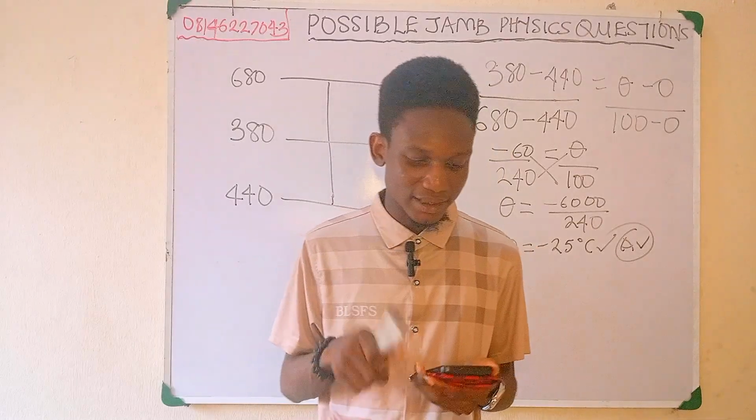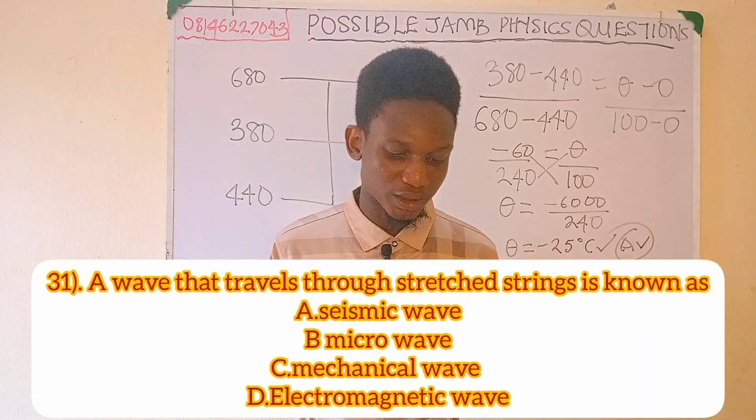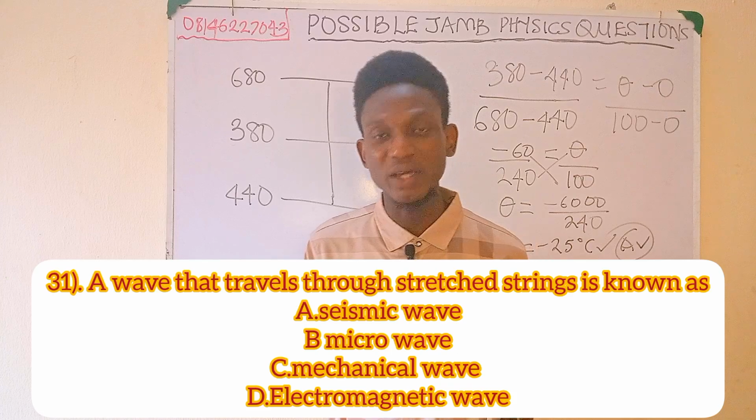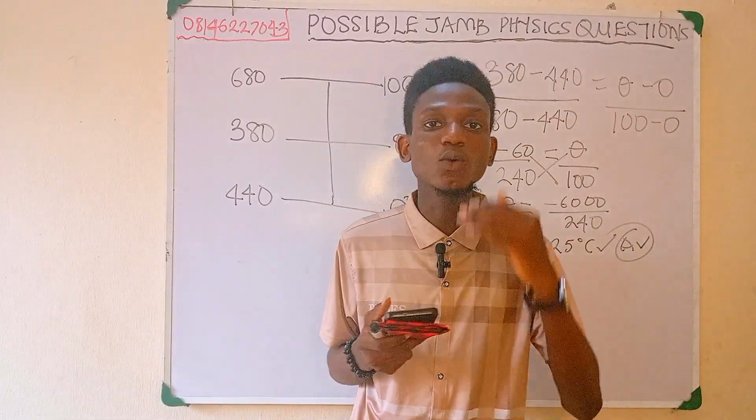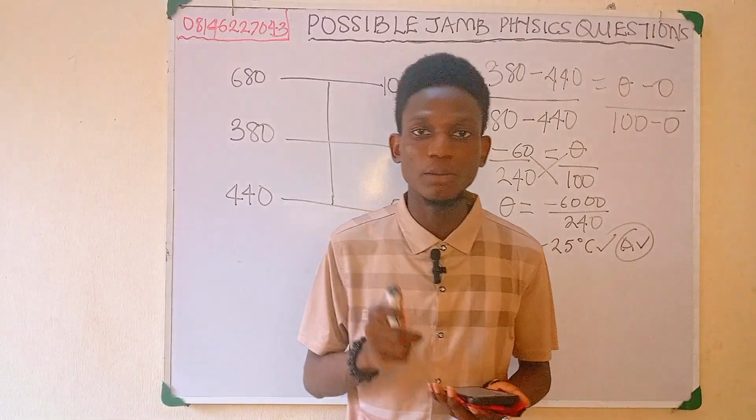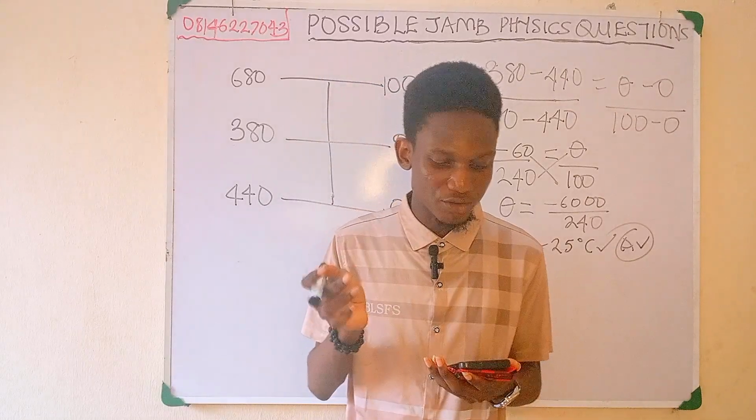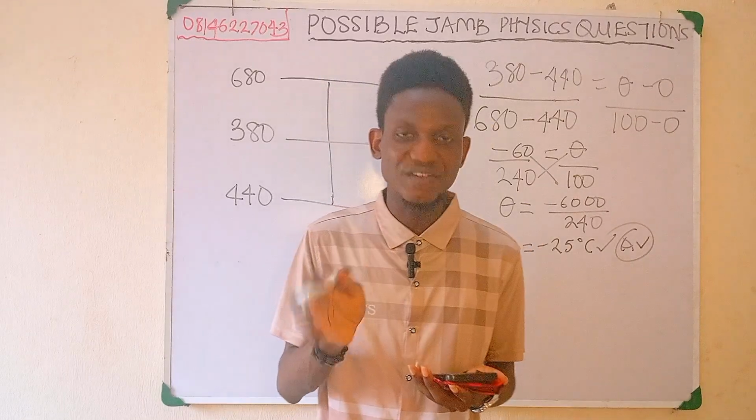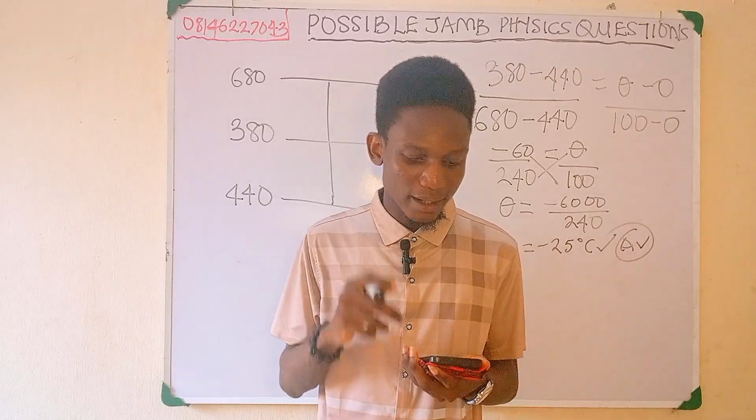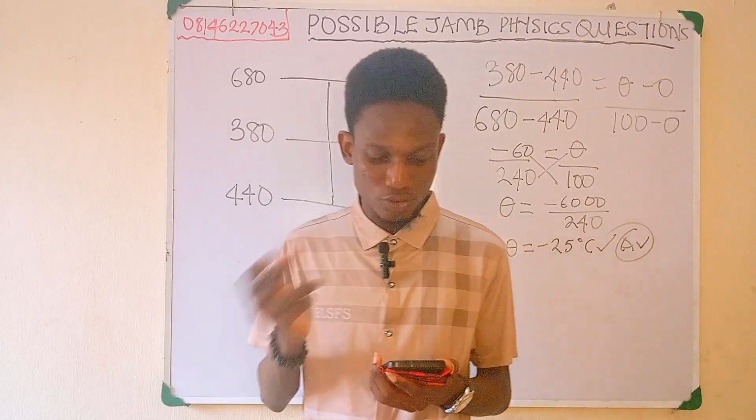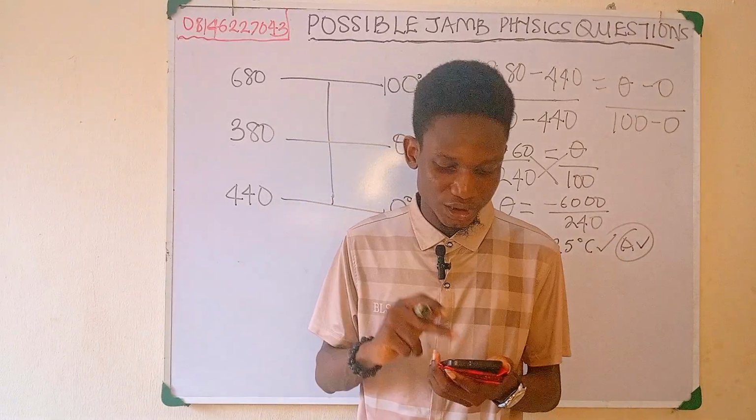Alright, so number 31 says a wave that travels through a stretched string is known as a mechanical wave. Why? Because mechanical waves require a material medium, but electromagnetic waves don't require a material medium. So option A is wrong, option B is wrong. Microwave is an electromagnetic wave, so D is wrong also. So our correct answer is option C, mechanical wave.